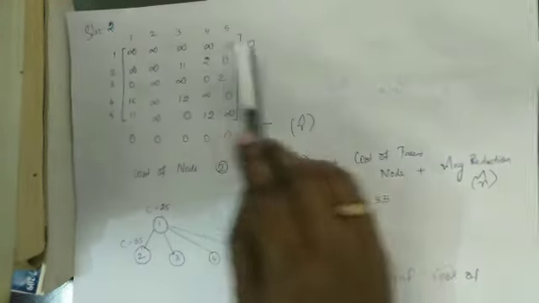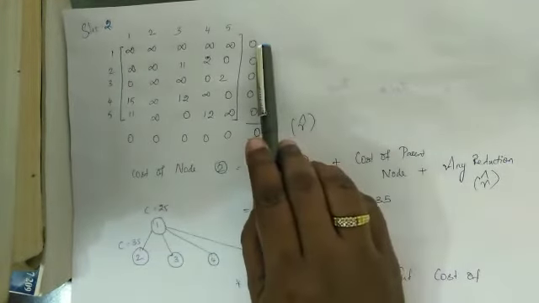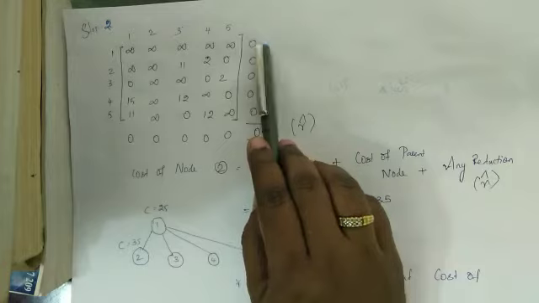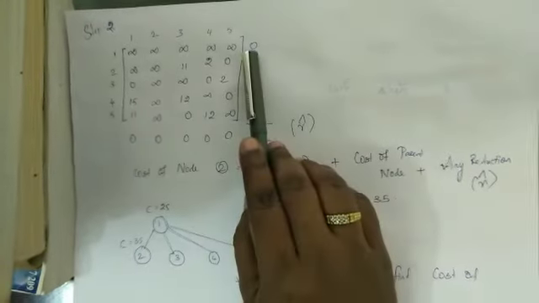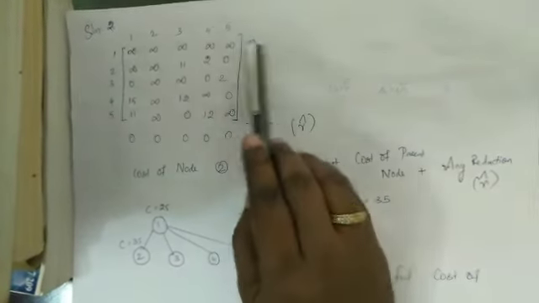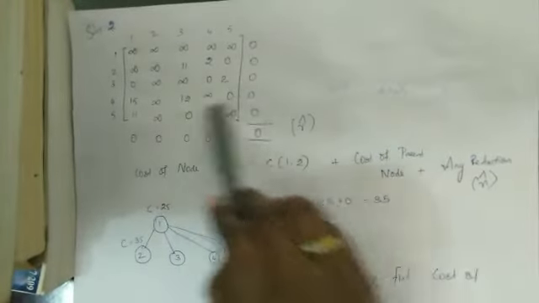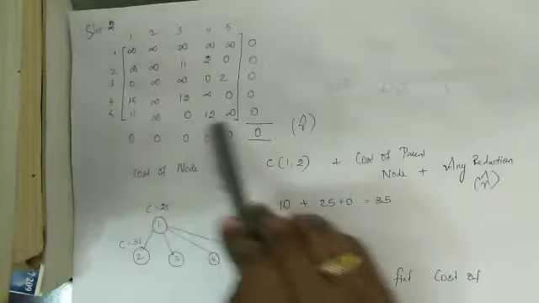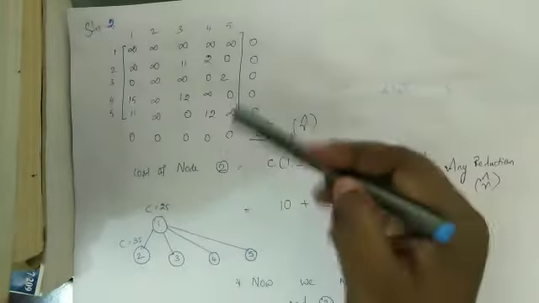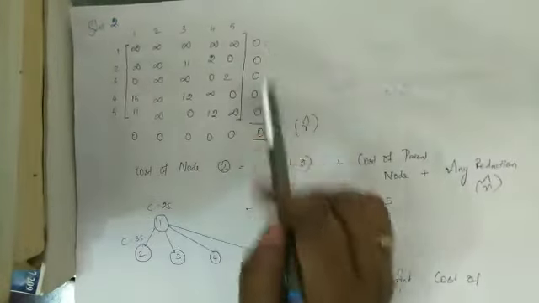So now we have to do the same way we did for the cost evaluation of node 1. The minimum row element needs to be taken. All of this is infinity, so we'll take it as 0. So here it is 0, here also it is 0, here the minimum row element is 0, and here also it is 0. So we need not subtract anything. It's already 0.